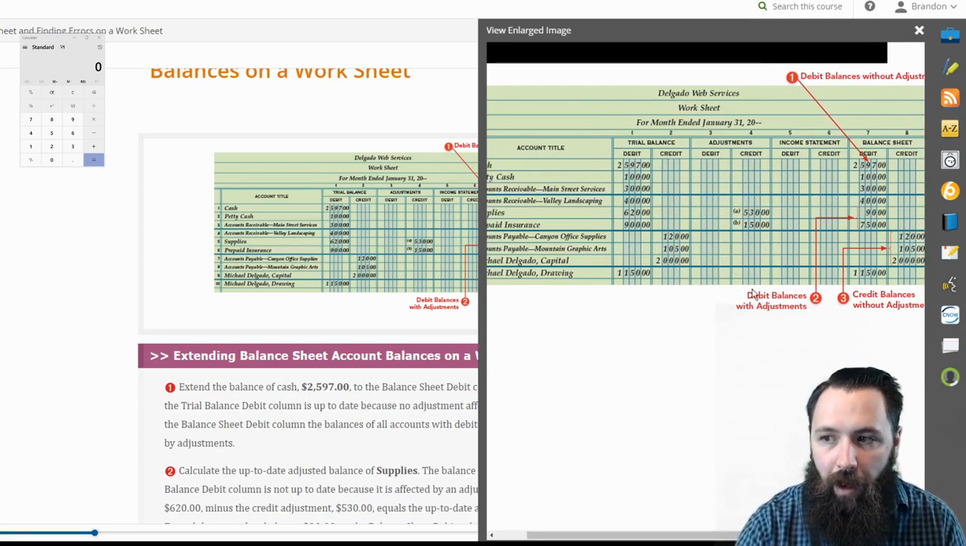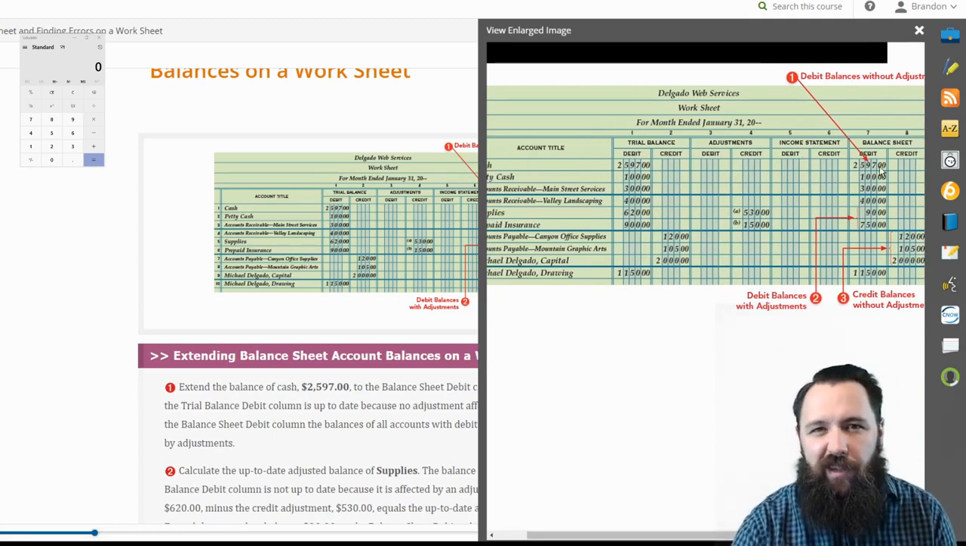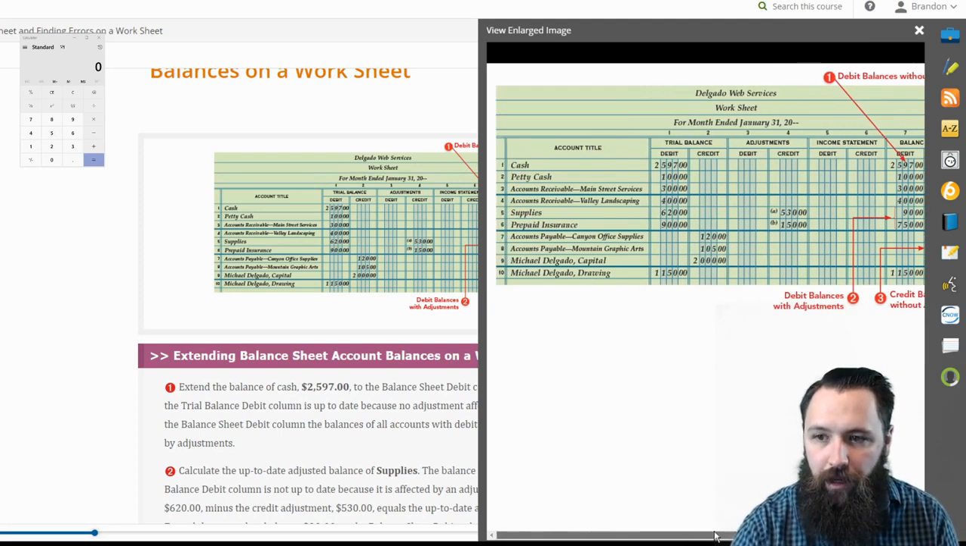And if you're wondering, well, why don't we transfer it over to the income statement? We'll get to that in just a second, right? Right now we're just looking at the balance sheet.